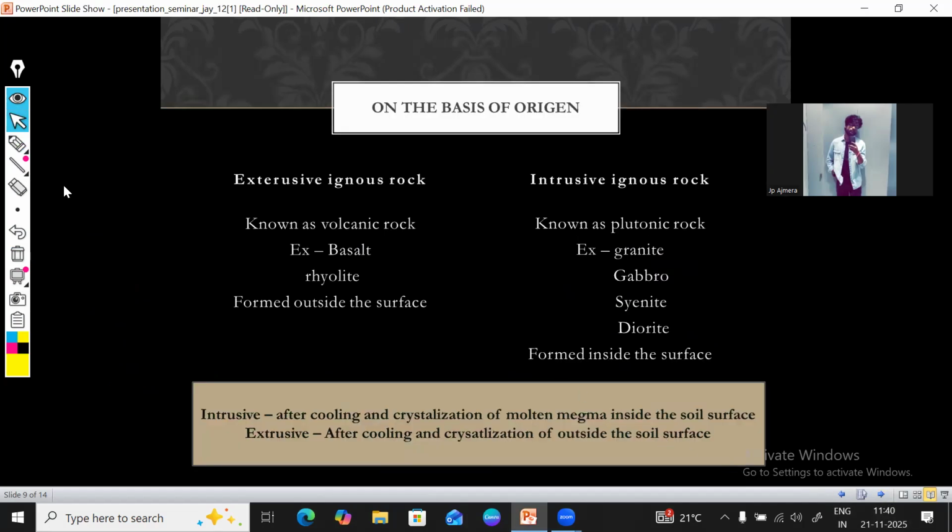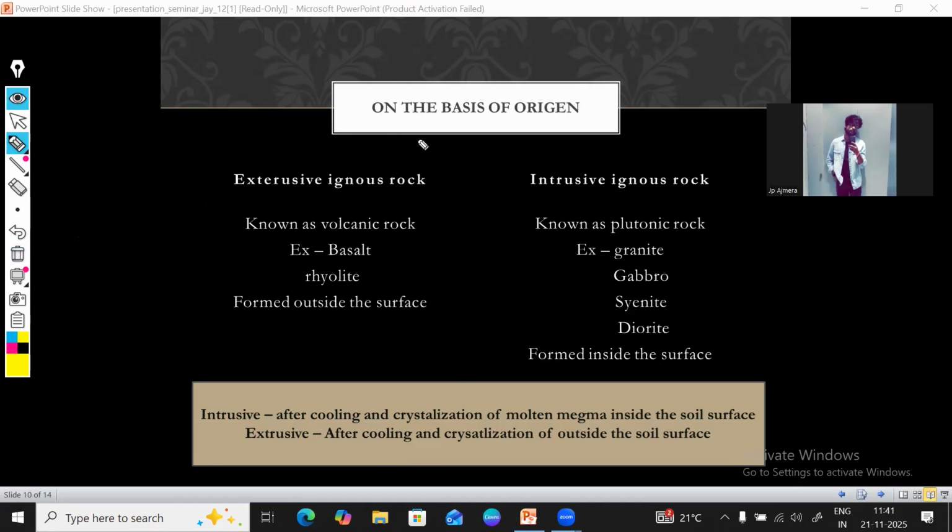Another classification is on the basis of origin. On the basis of origin, there are two types of igneous rock. The previous classification was based on the chemical composition present inside the igneous rock, and the second classification is based on origin, how it is formed. So the first was the classification based on chemical composition of igneous rock, and the second is based on the origin of igneous rock. Okay, let's study about this.